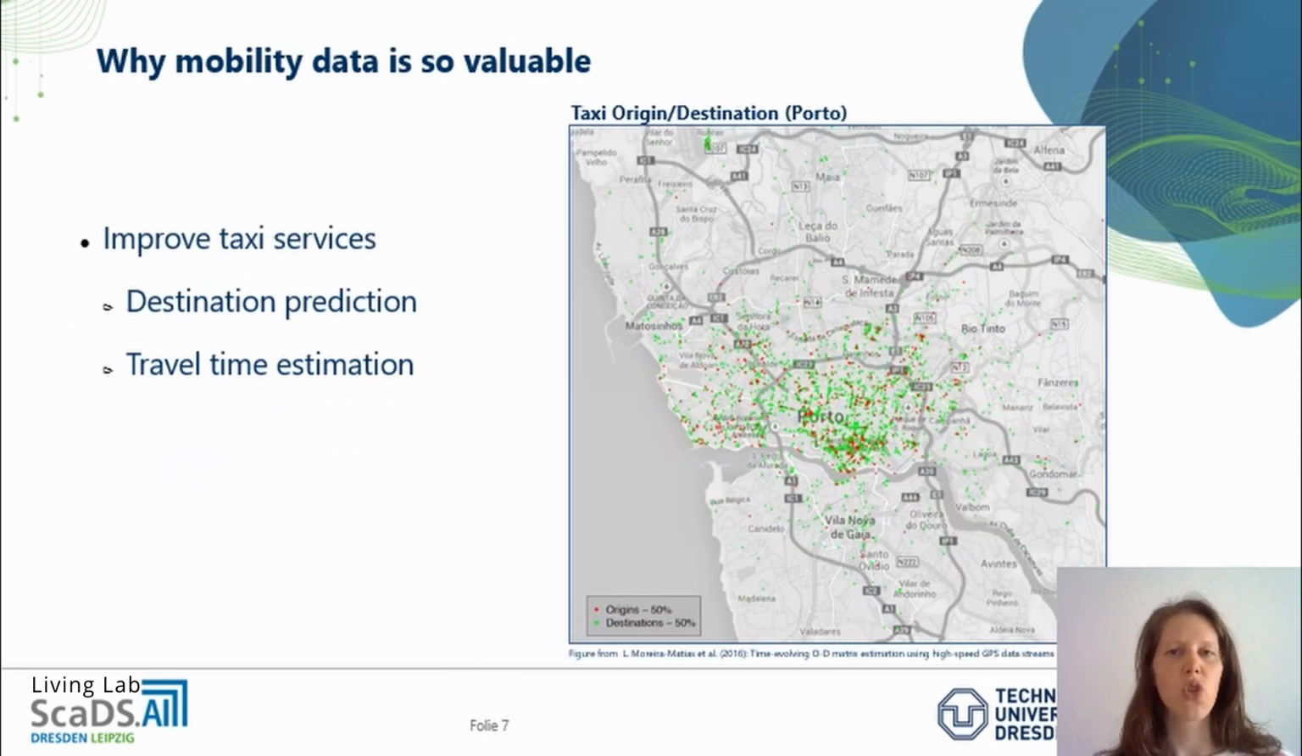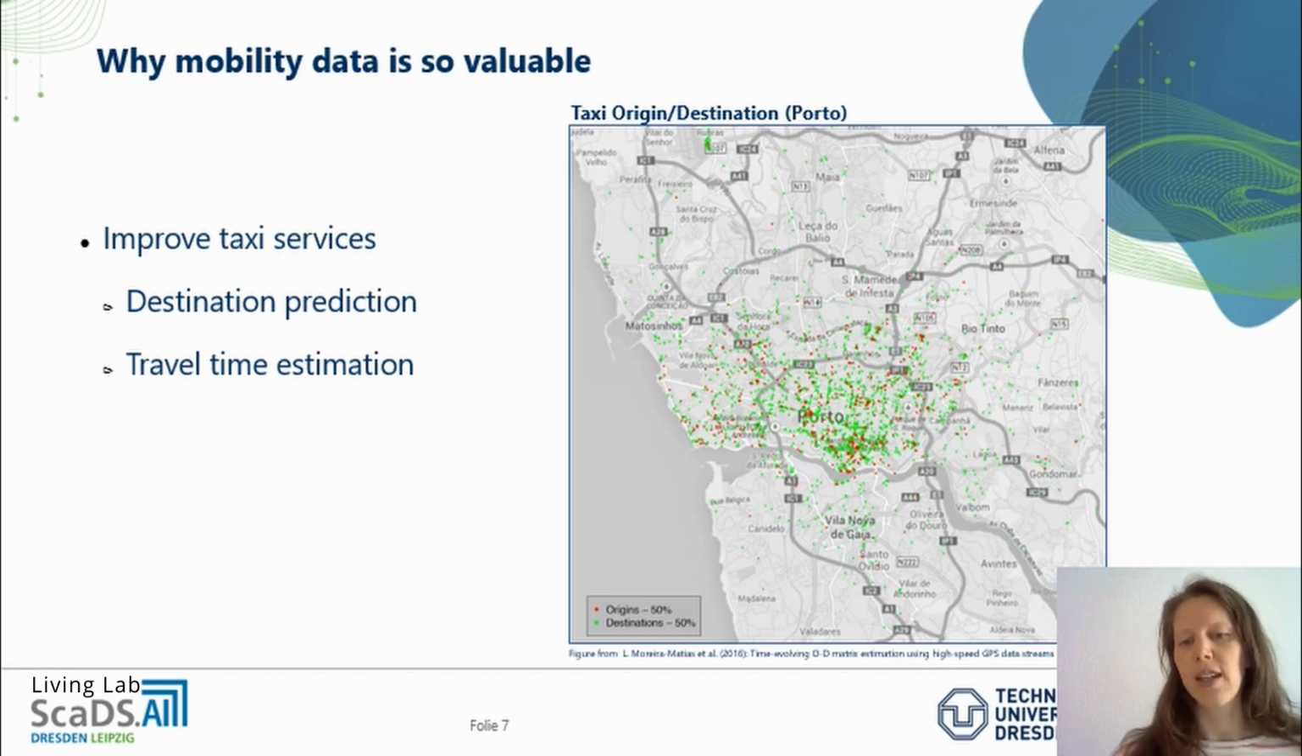Another application is taxi data. Here you can see taxi trips in the city of Porto in Portugal, and they are shown as origin-destination pairs, and the data is very useful for predicting where a taxi might be going and how long it will take until it arrives. And this is very useful information if you want to schedule taxis in an optimal way.